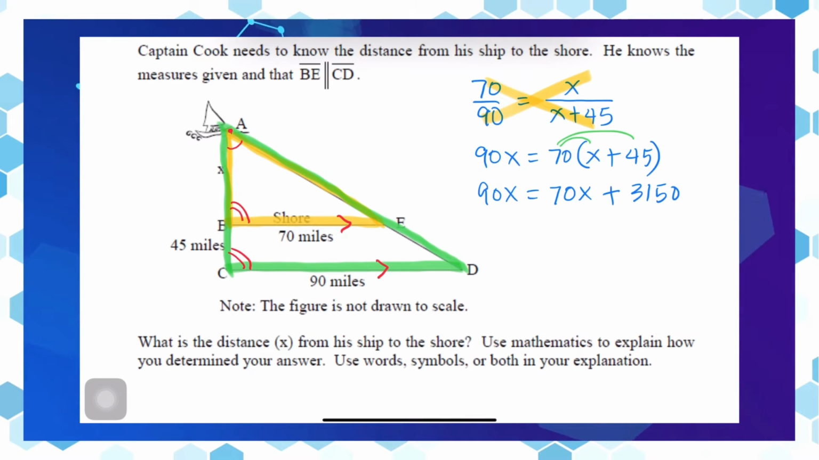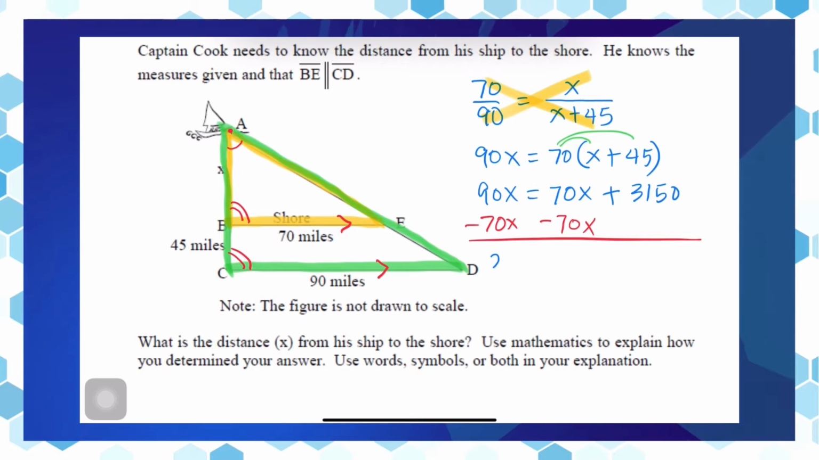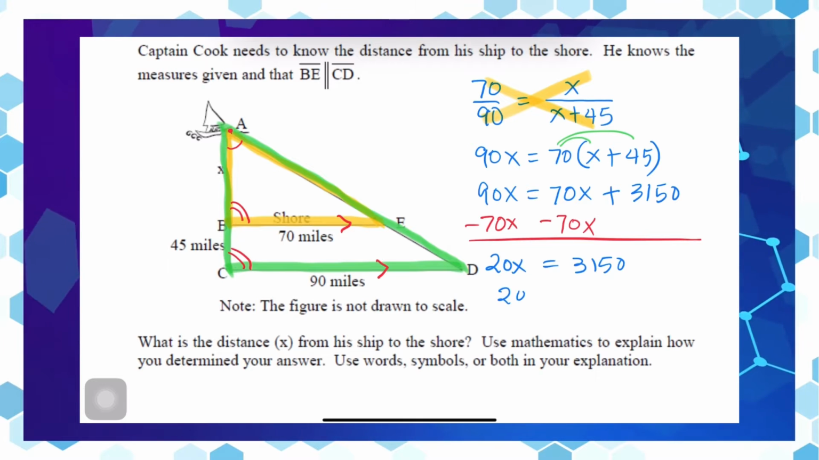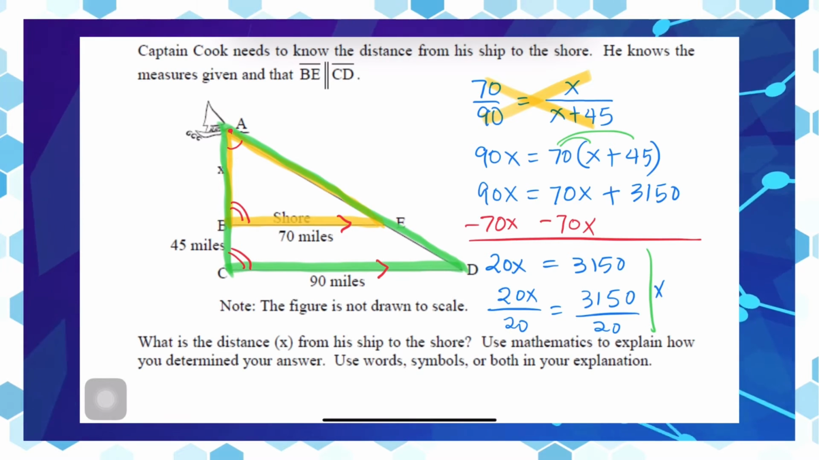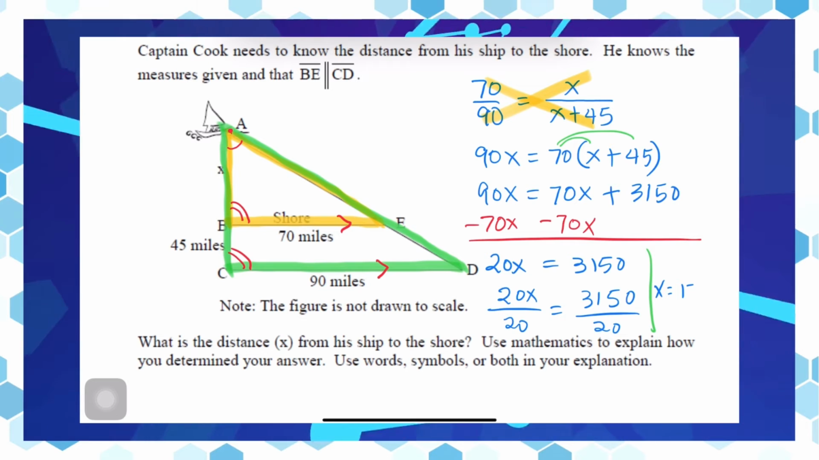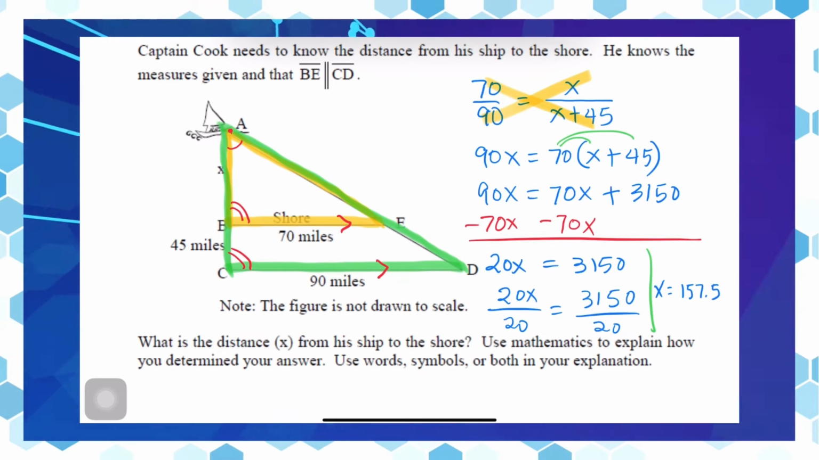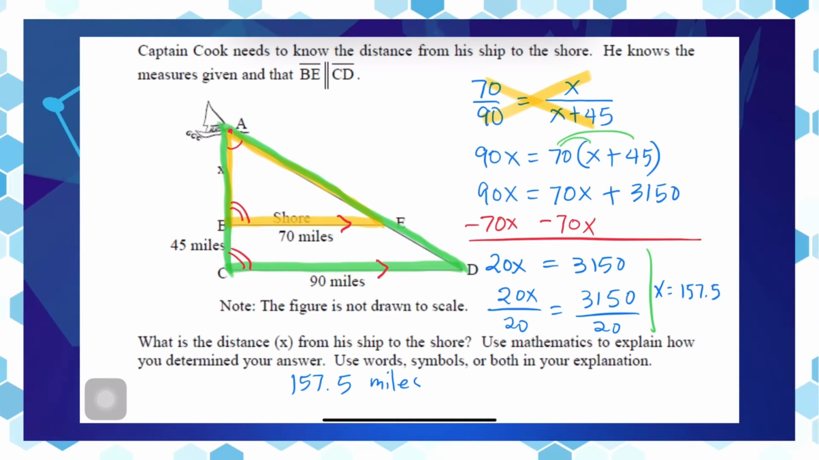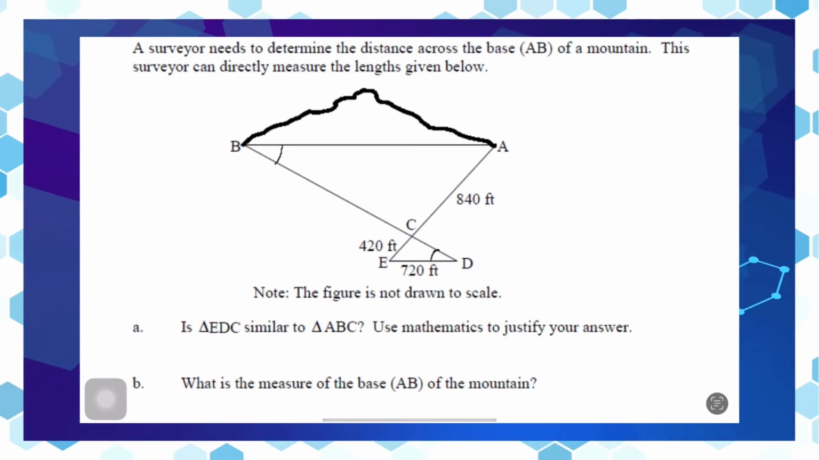3,150. Subtracting 70x from both sides, we'll end up with 20x is the same as 3,150. Dividing both sides by 20, x is equal to 157 and 5/10. So the distance from his ship to the shore is 157.5 miles. Let's take a look at the second problem.